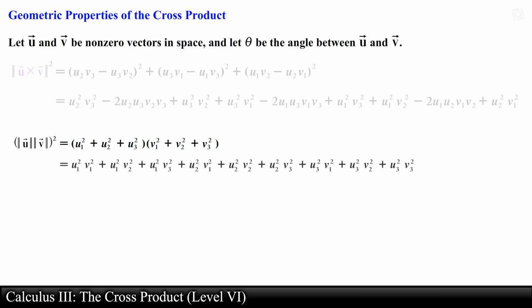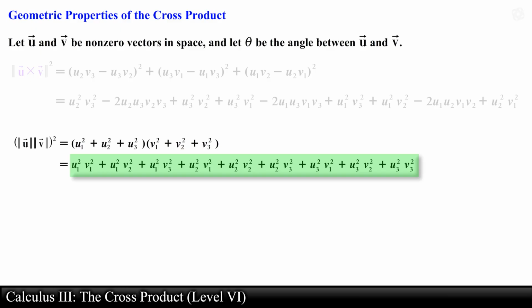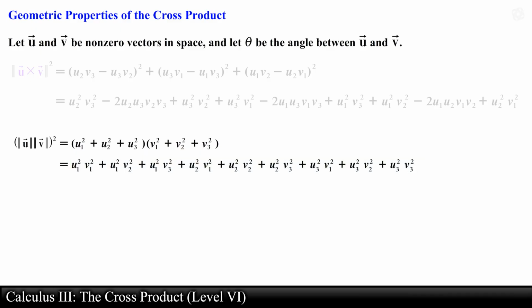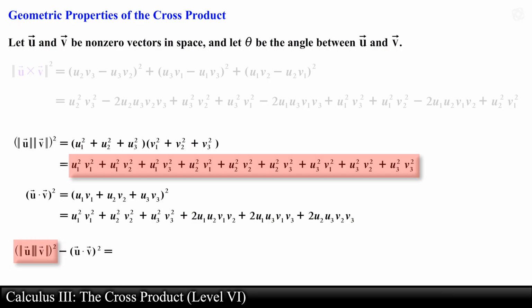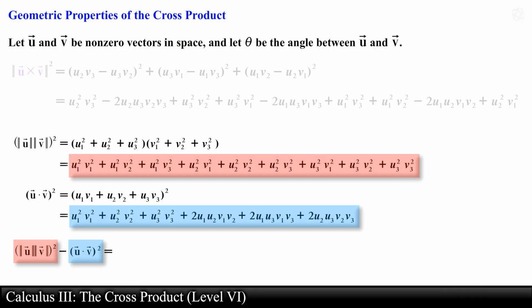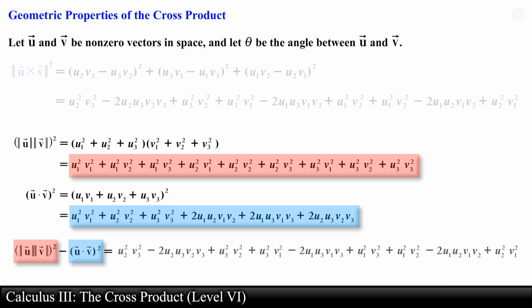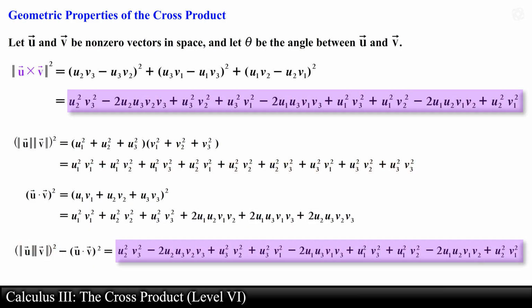Distributing the quantities, we obtain the following expression. In a similar fashion, the dot product between vector u and vector v squared is written as follows. Expanding the expression, we obtain the following. Notice that if we take the expression that represents the product of the magnitude squared and subtract it from the expression representing the dot product squared, we obtain the same expression for the magnitude of the cross product squared.